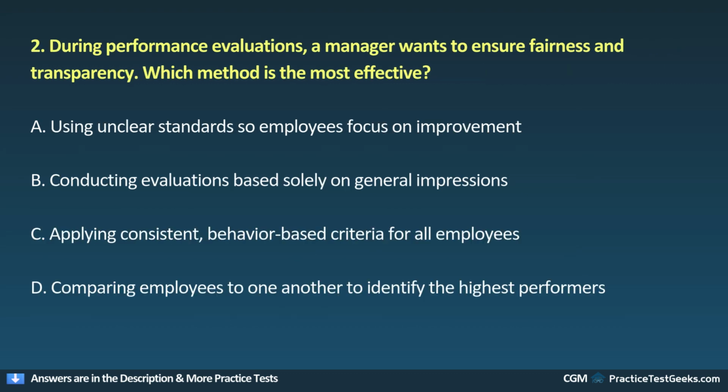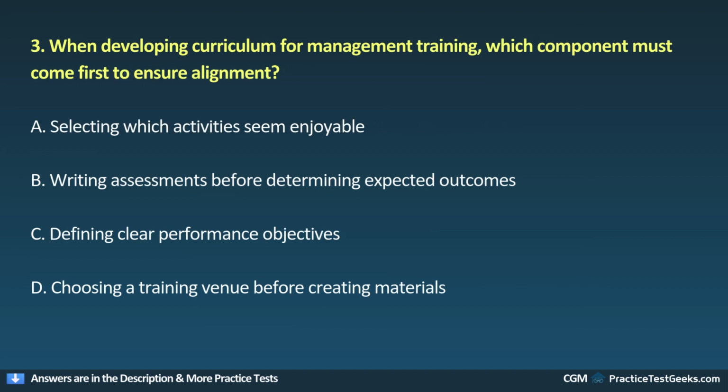2. During performance evaluations, a manager wants to ensure fairness and transparency. Which method is the most effective? A. Using unclear standards, so employees focus on improvement. B. Conducting evaluations based solely on general impressions. C. Applying consistent behavior-based criteria for all employees. D. Comparing employees to one another to identify the highest performers.